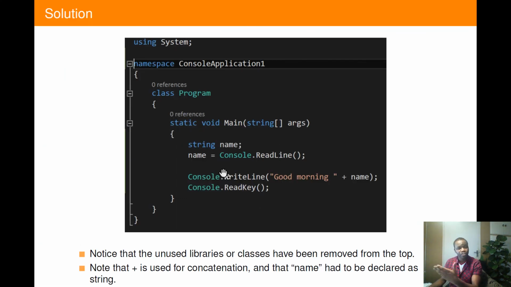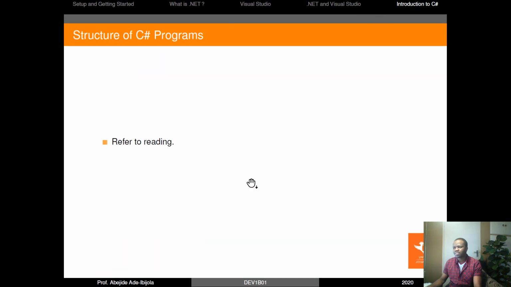So I'm just going to show you this code. You can now read, of course, you know how we read: name equals Console.ReadLine. Then I can display Console.WriteLine, "Good morning", and plus here is concatenation. In this language, plus is used for concatenation. And you have name next to it. And then Console.ReadKey, you know why we always put that in, so that the screen can stay. And that's a very simple example.